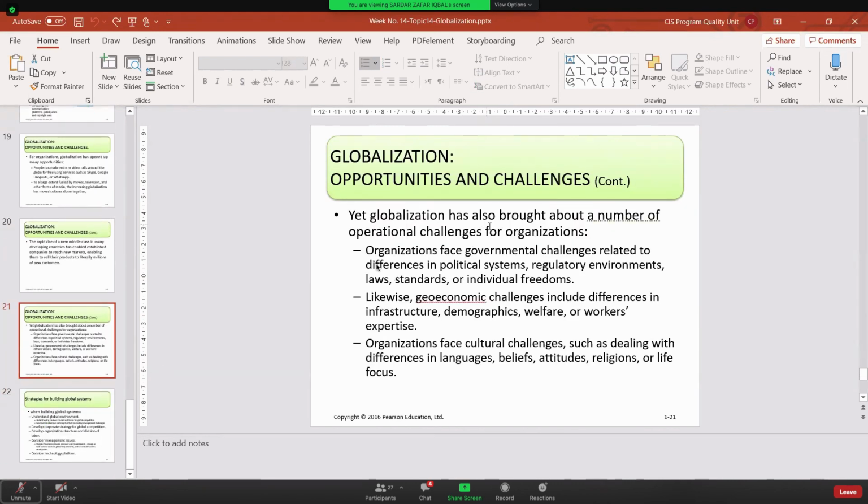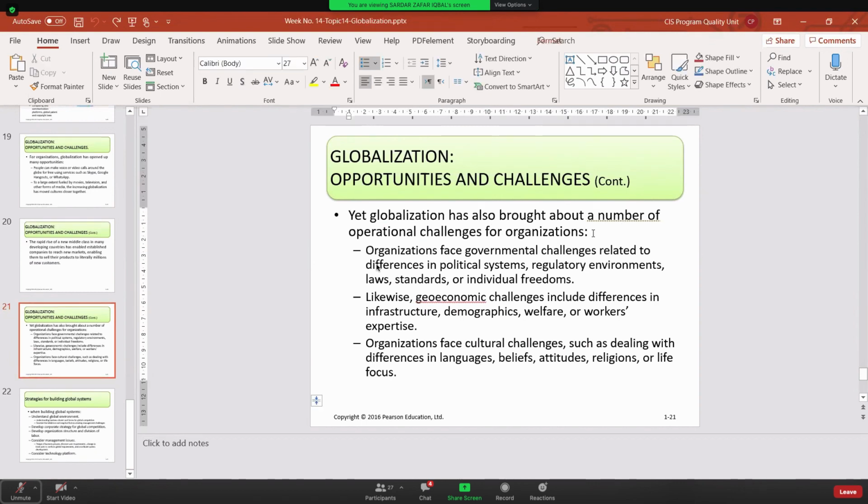Yet globalization has also brought about a number of operational challenges for organizations. So what are those challenges? Organizations face governmental challenges related to the defenses and political systems, regulatory environments, laws, standards, individual freedoms. Yes, every country has its own laws, so sometimes this becomes a challenge for the business.